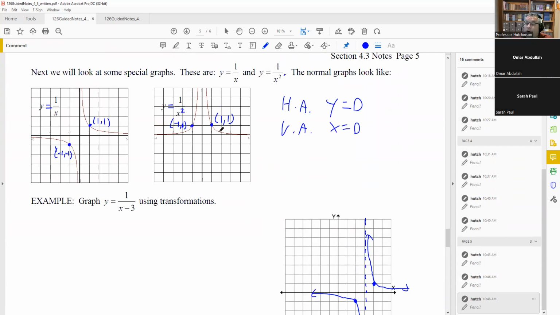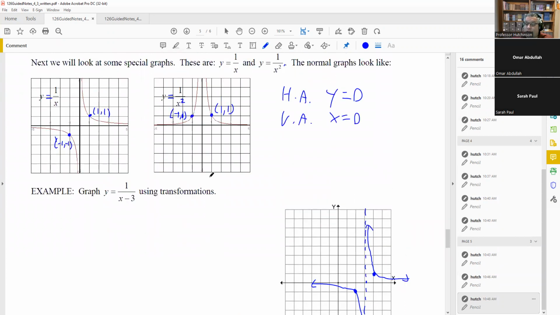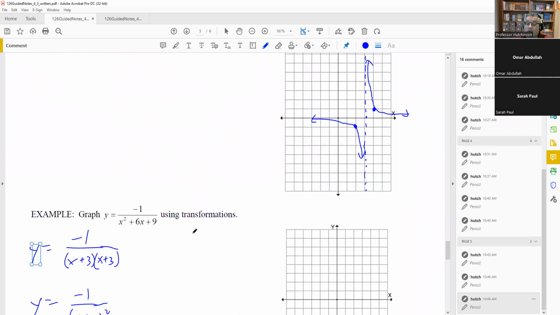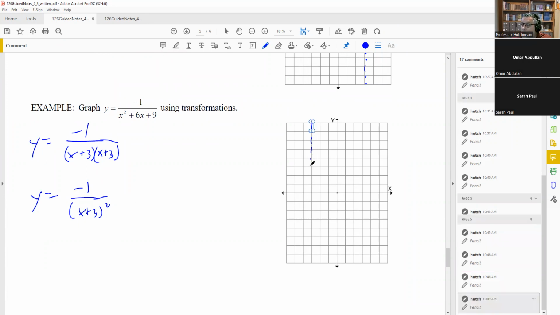Now, normally the graph goes up. Our particular one has a negative sign in front of it, which means the graph is going to flip. And then the graph is also going to move 3 places to the left. So again, inside here, I see a +3. You're going to move the graph in the opposite direction of the sign that you see there. Instead of a +3, we're going to move it 3 places to the left. Okay, so now our vertical asymptote goes there at -3.